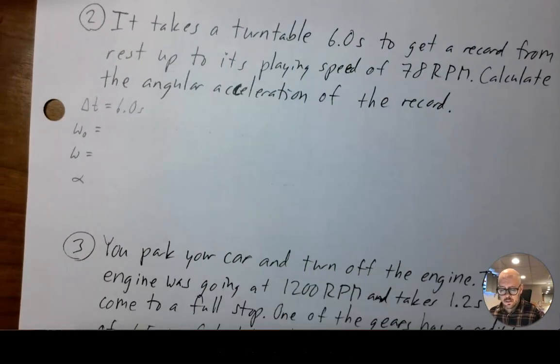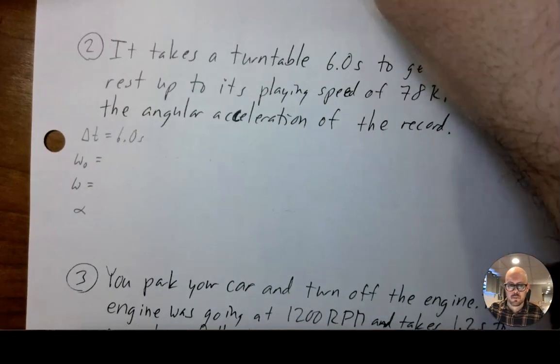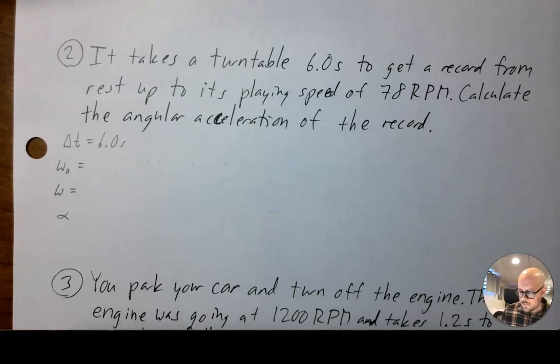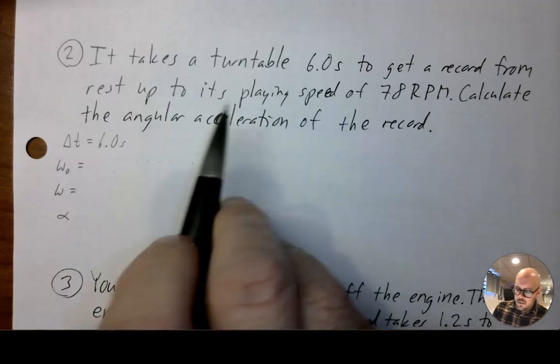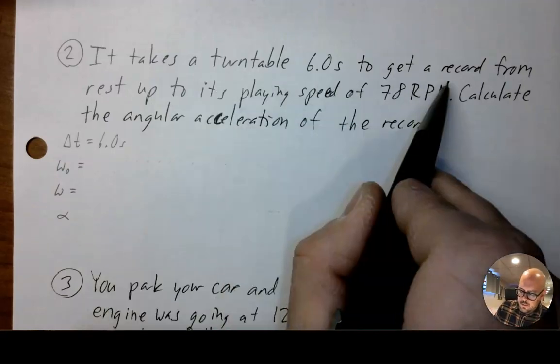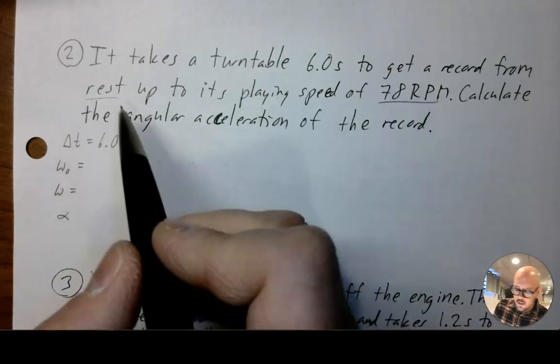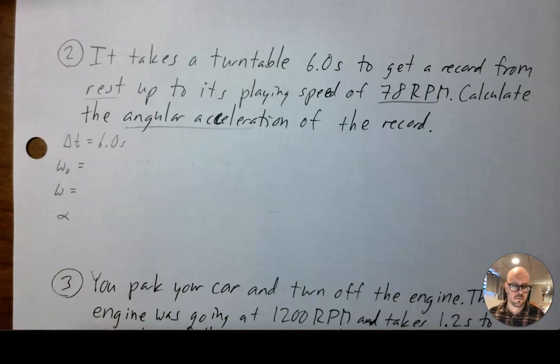Okay. Number 2. It takes a turntable that plays records 6 seconds to get a record from rest up to its playing speed of 78 RPM. I know some of you probably have turntables or record players at your house, but if you've never seen one before, it's just a circular platform that spins a big disc made of wax with grooves in it. Anyway, 6 seconds is the time it takes to get a record from rest up to its playing speed of 78 RPM. Calculate the angular acceleration of the record.